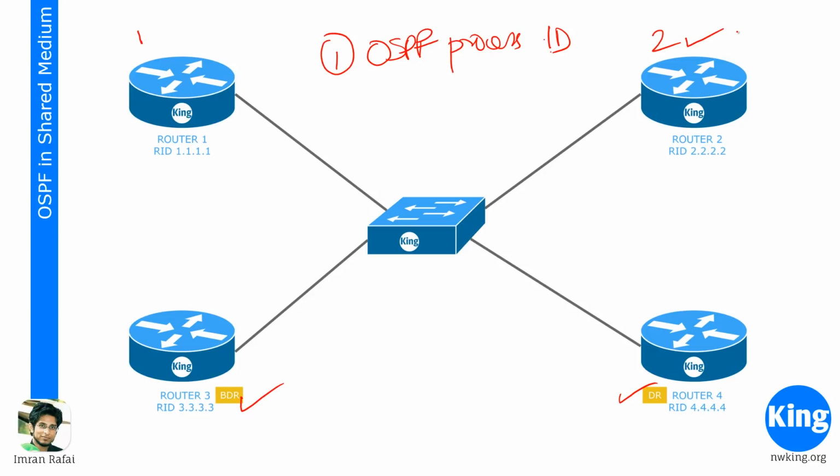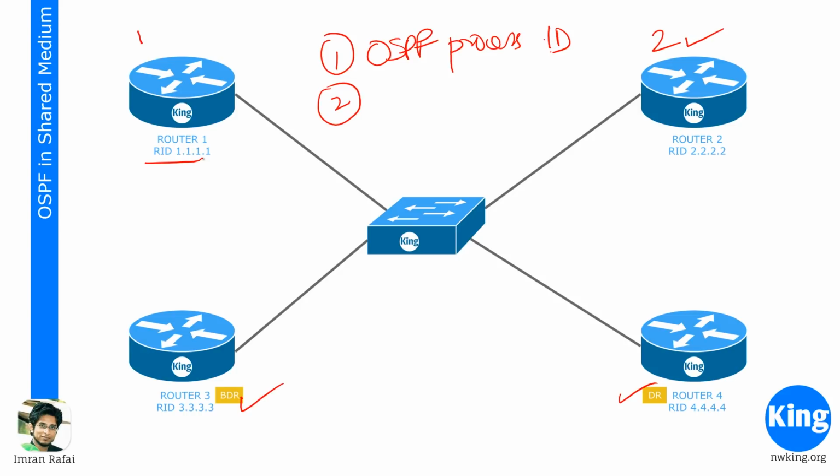In most cases, OSPF process IDs, unless you change them, are going to be the same. If that happens, then it needs to look at the second parameter. The second parameter is the router ID, right? Whoever has the highest router ID becomes the DR, and the second best becomes BDR.